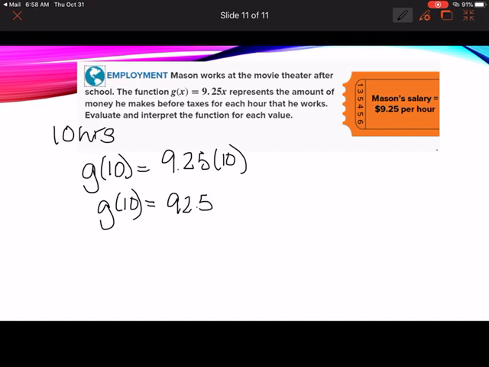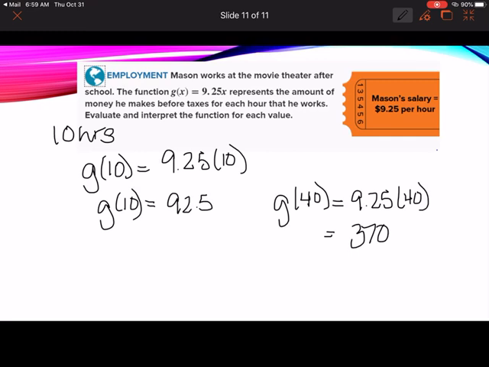What if he works 40 hours? So let's do g of 40. That's 9.25 times 40. I'm going to have to do that in my calculator because I don't know that off the top of my head. It's $370. So for 40 hours, he makes $370.